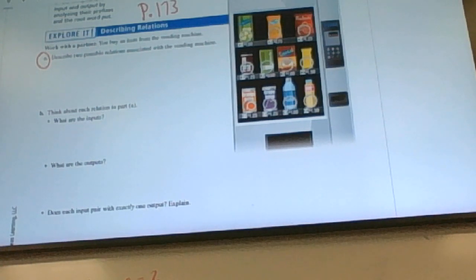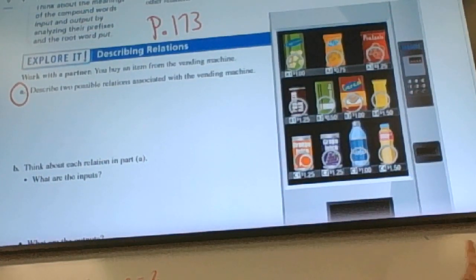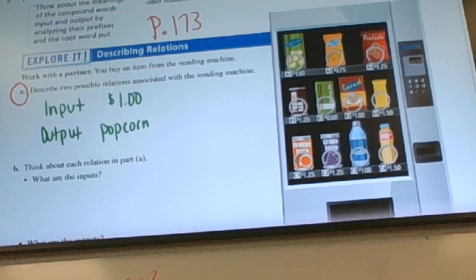Alright, so let's talk about two specific ones. Right here. But can anybody tell me one specific relationship in this vending machine? It's all about money and food. So let's do one specific one. What do you guys want to do? The water, the juice, the pretzels, the cereal? Okay, so I'm gonna say if I input $1, the output could be popcorn. Okay, that's one relationship.